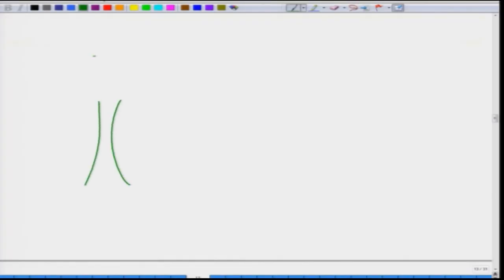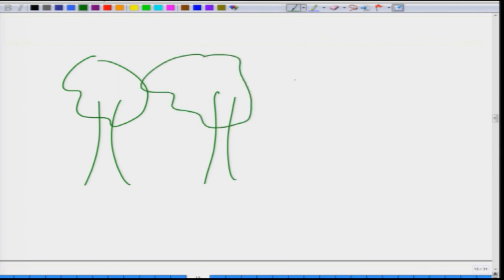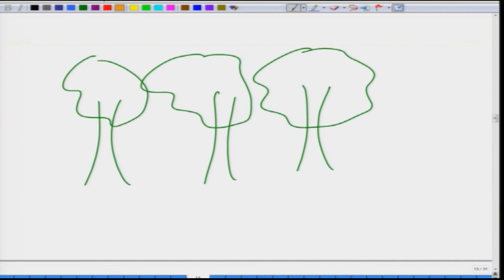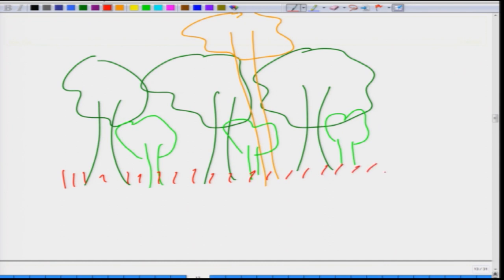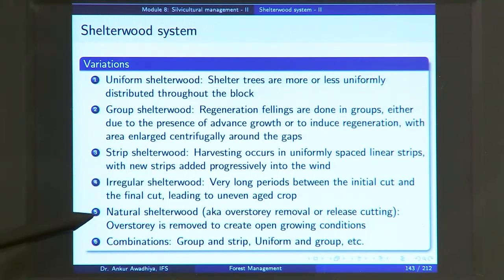As we saw earlier, in the case of a forest, you have a canopy, but then there are some trees that go over the canopy and form an overstory. There are also some trees that form the understory, and then you have the forest floor. Now, a natural shelterwood system would preferentially remove the over canopy. So, this over canopy will be removed. In this case, you are removing the over canopy or the overstory to create an open growing condition, but you are leaving the canopy trees to provide the shelter. So, that is a natural shelterwood. Then you can also have different combinations. You can use a group system together with a strip system, you can use a uniform system together with a group system, and so on.